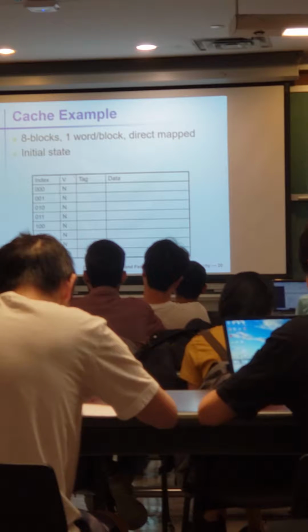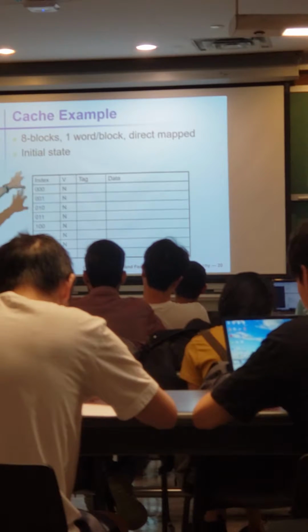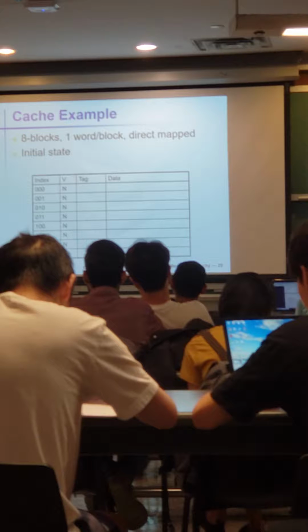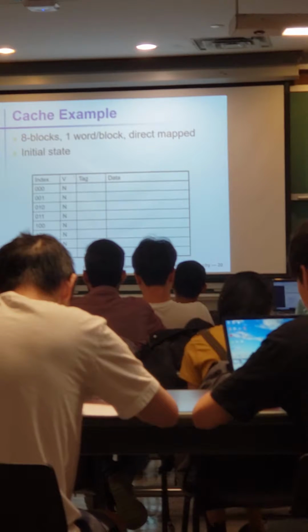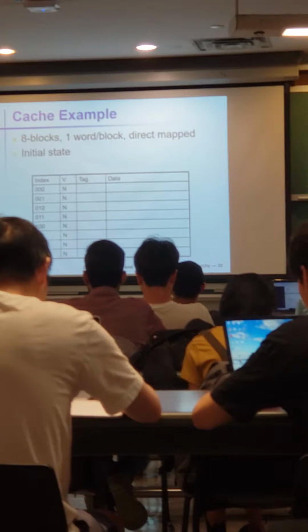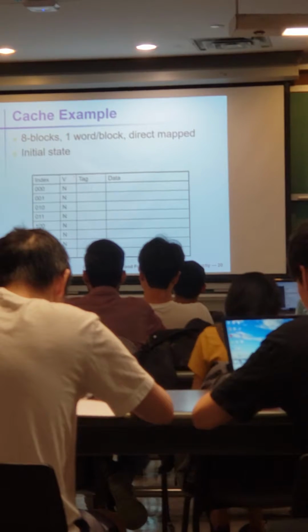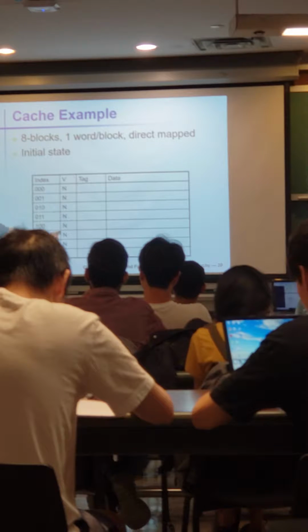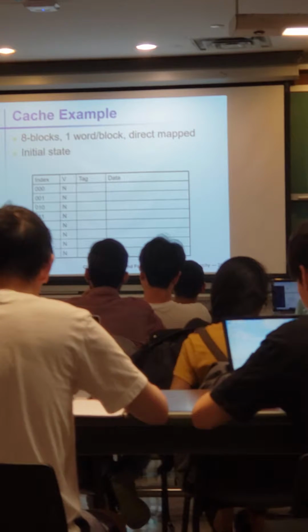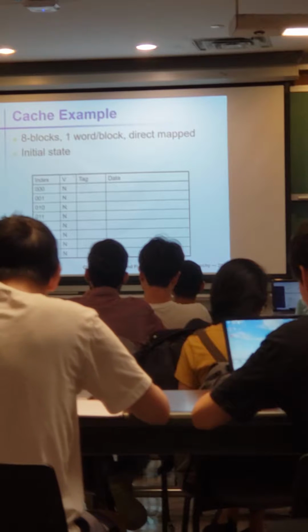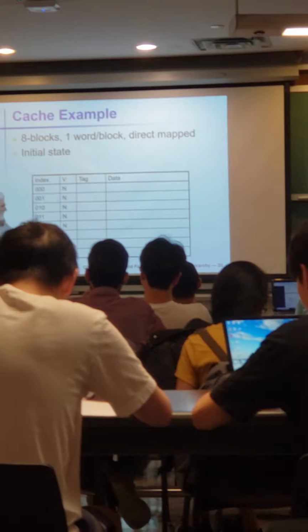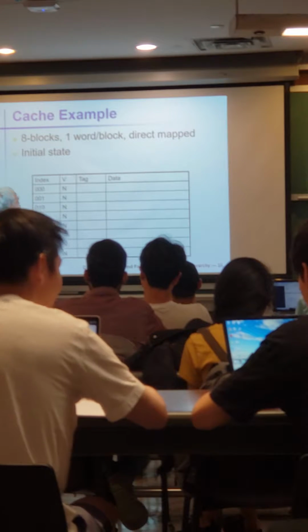We have also 8 blocks, and in every block you have 1 word per block, right? That's the instruction memory cache that I tried to explain a little bit in the beginning. And then this is the initial state. So you have indices, 8 entries of 3 bits for the index, and you have a valid bit here which is not valid, okay, it's 0. And then you have space for the tag and you have space for the data.